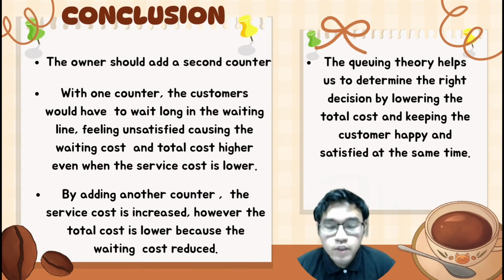And finally, for the conclusion, the owner should add a second counter. This is because with only one counter, the customers would have to wait long in the waiting line, feeling unsatisfied, causing the waiting cost and the total cost to be higher even when the service cost is lower. By adding another counter, the service cost is increased. However, the total cost is lower because the waiting cost is reduced significantly, and the customers won't have to wait long in the waiting line. And finally, what we have learned from this project is that queuing theory helps us to determine the right decision by lowering the total cost and keeping the customer happy and satisfied at the same time.